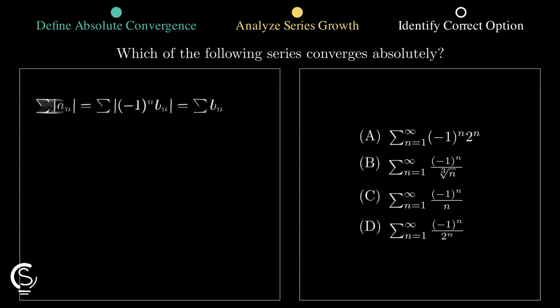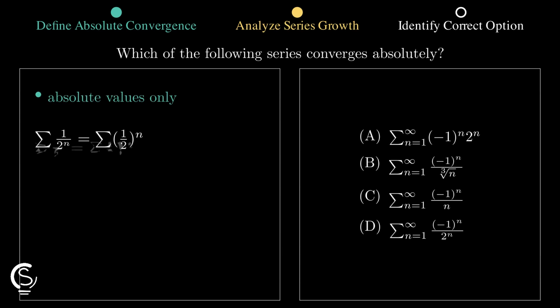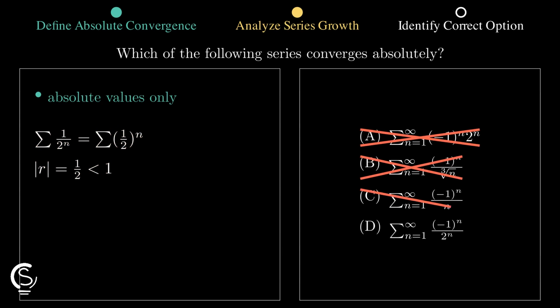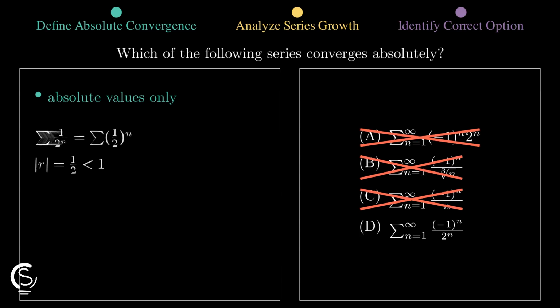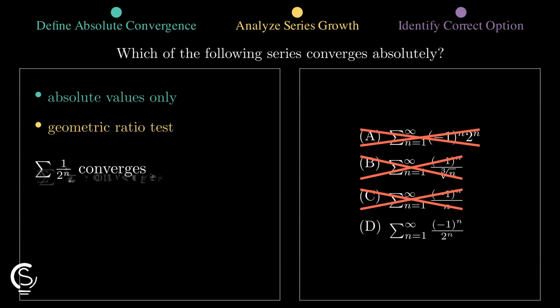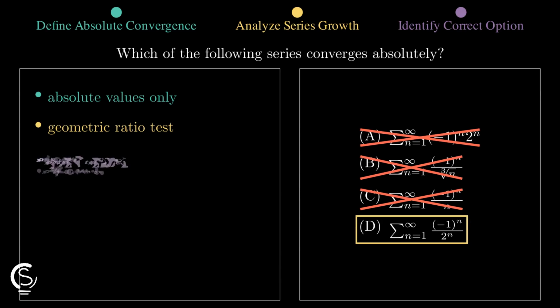Options A, B, and C fail because their terms do not approach zero or they behave like divergent p-series. Only option D, a geometric series, has a ratio less than 1. Since the geometric series with ratio 1/2 converges, the original alternating series converges absolutely. This confirms that option D is the only correct choice among the given series today.